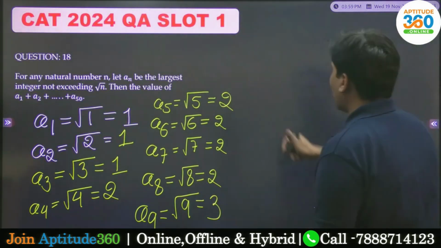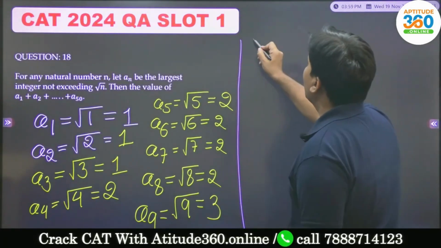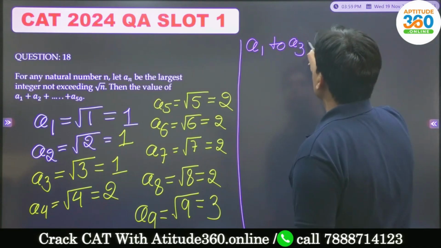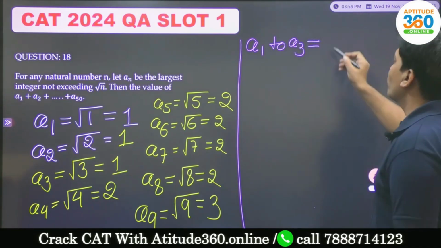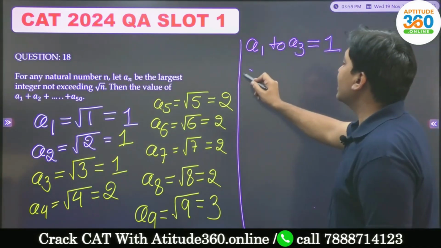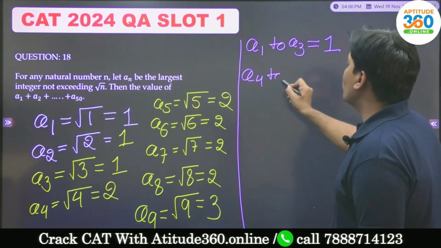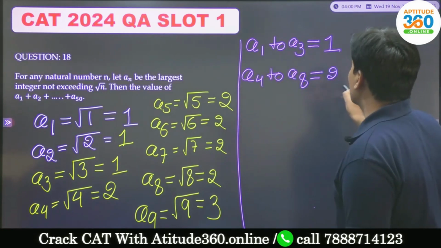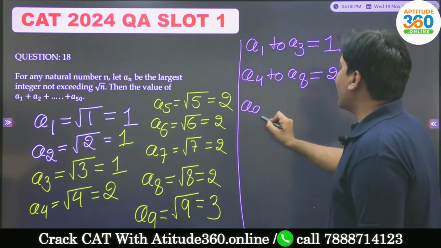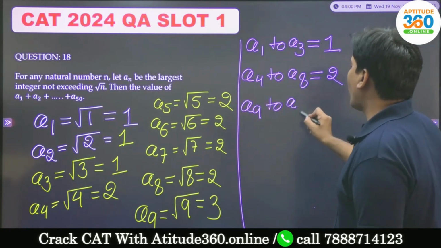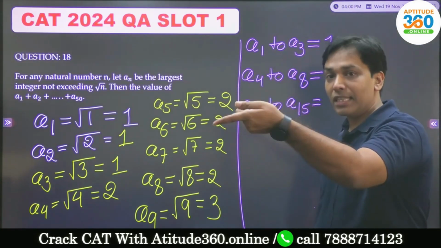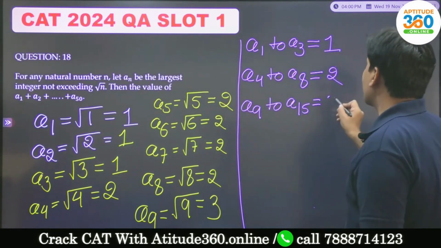So what is that we should be doing out here? Probably you're understanding our working methodology. So A1 to A3, it is going to be 1. Then A4 to A8, this is going to be 2. A9 to A15. Why A15? Because A16 will become square root of 16 and that will come out as 4. So that is 3.